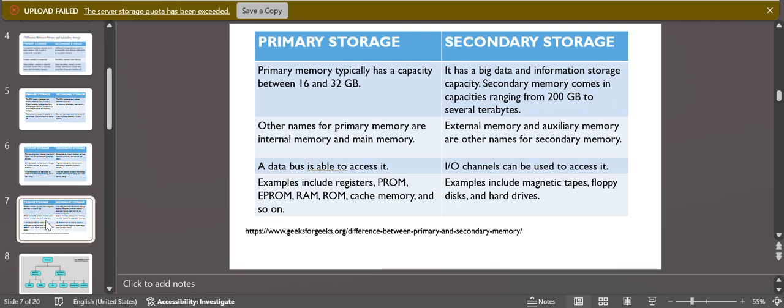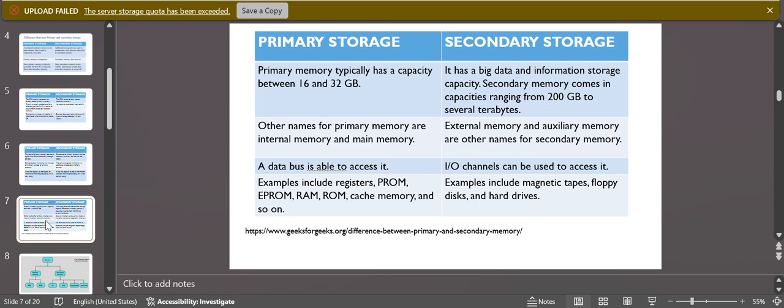And next, in primary and secondary storage, primary memory typically has a capacity between 16 and 32 GB, and the secondary storage capacity ranges from 200 GB to several terabytes. Other names for primary memory are internal memory or main memory. For secondary memory, other names are auxiliary memory and external memory. Data in primary memory can be accessed by the data bus. Secondary memory can be accessed using an IO channel.